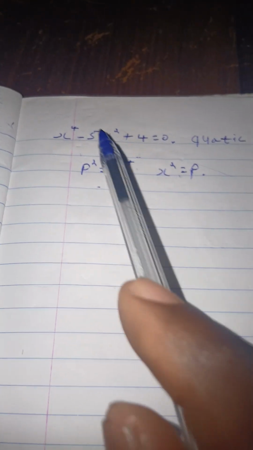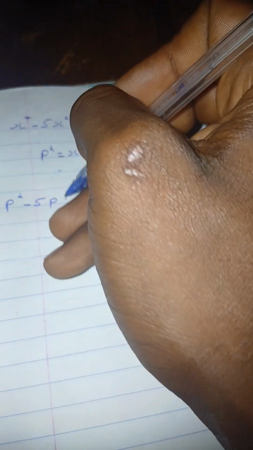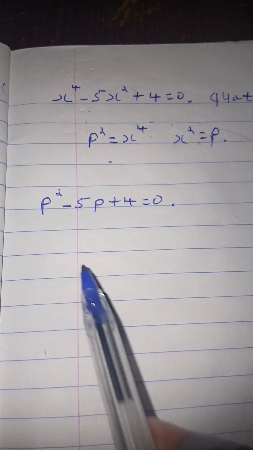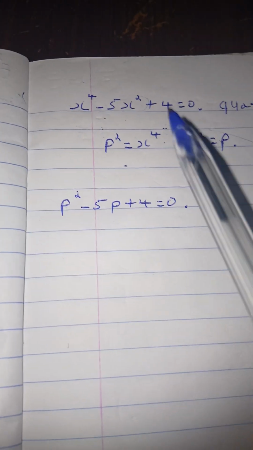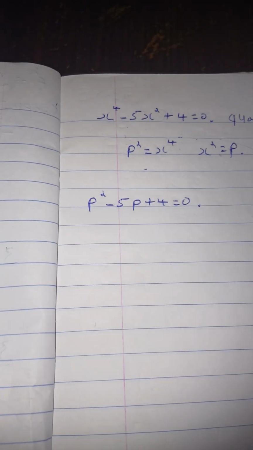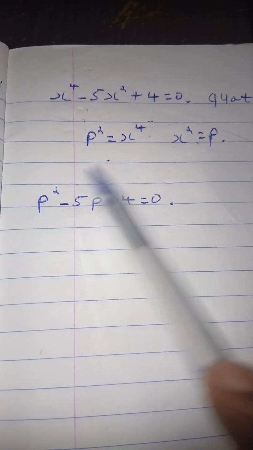Now the next thing is we're going to substitute into this equation. So x to the power of 4 is p squared, minus 5, and x squared is what? p, plus 4 is equal to 0. Now looking at this, you can see that this is a quadratic equation. A quadratic equation you can solve by many methods: the factorization method, the quadratic formula, the graphical method, and so on and so forth. But in this video, we're going to be using the factorization method.